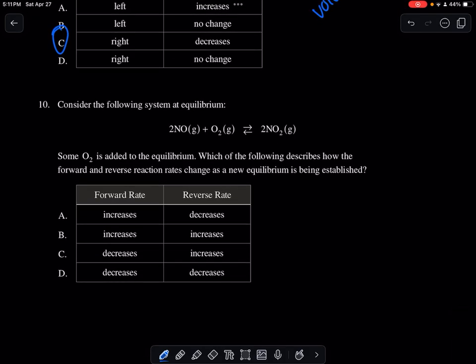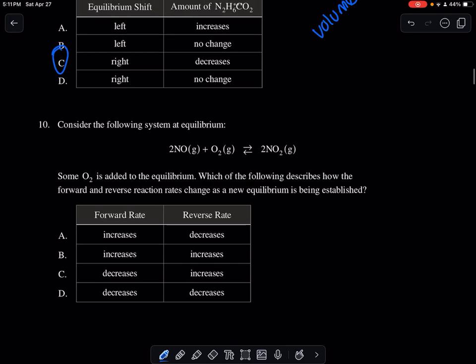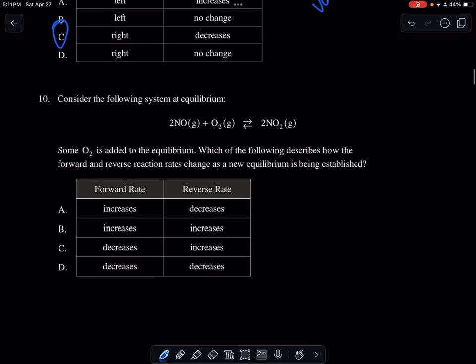Some oxygen is added to the equilibrium. Which of the following describes how the forward and reverse rates change as a new equilibrium is being established? So if you increase the amount of oxygen, you increase the rate of forward reaction. That is to get back to equilibrium. So the forward rate should increase or decrease. What do you think? Pause the video and see if you can come up with an answer.